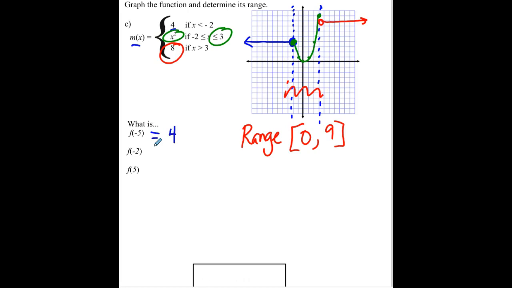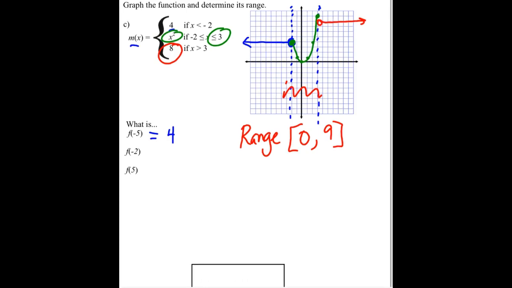All right. Which function do I use for negative 2? The middle one, because in here, right, we can equal negative 2. So I have to use my quantity squared graph. So I'm going to put a negative 2 in, and we got a 4. Okay. And then which one do I use for f of 5? The bottom one, which would be the red part. Okay.